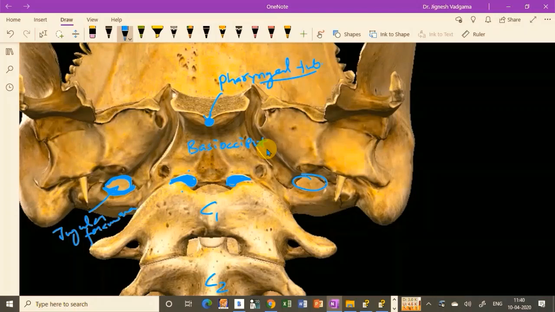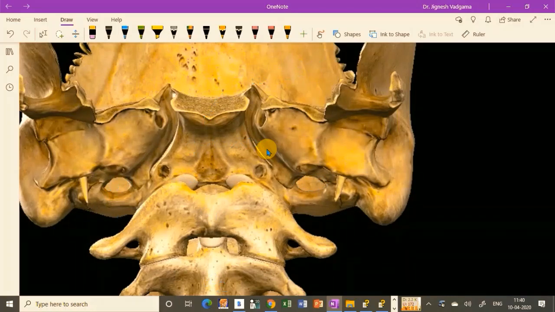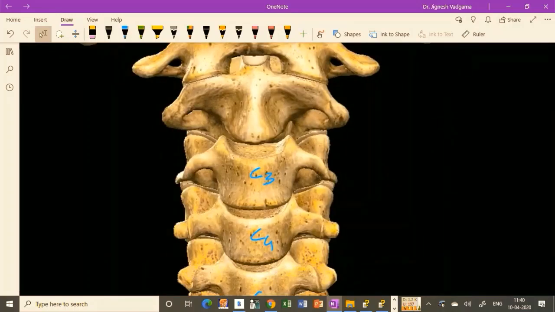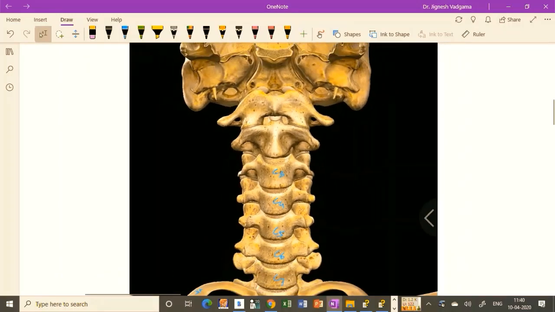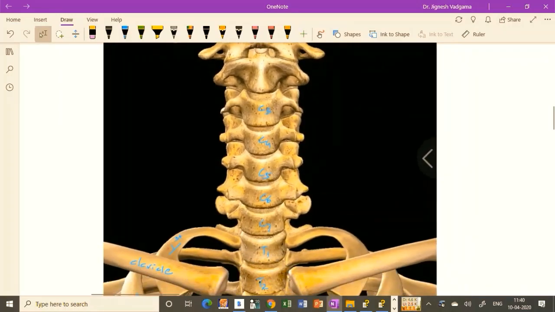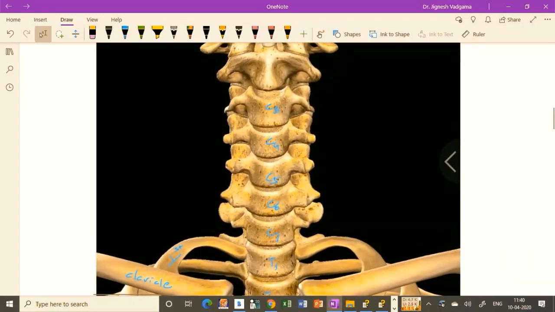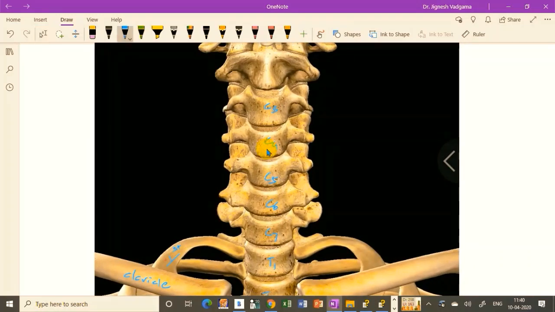So now let's see the attachment of the prevertebral muscles. First of all, we are going to learn regarding the longus colli muscle. This longus colli muscle, as the name suggests, is concerned with the cervical region only. It is not going to extend beyond the cervical region. So this muscle is limited to the cervical region only.